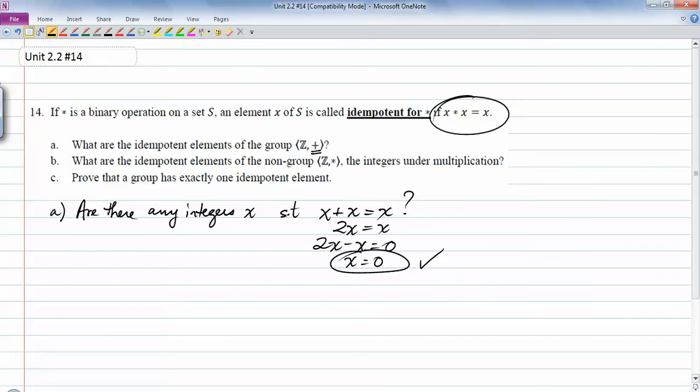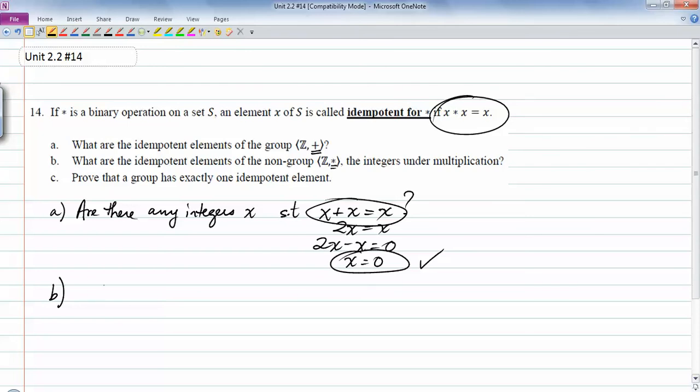Okay. Hopefully you can figure that out also just from the equation. You don't have to prove that necessarily. What are the idempotent elements of the non-group Z? And that's actually usual multiplication right there.